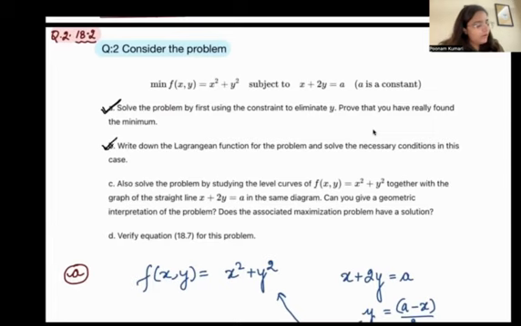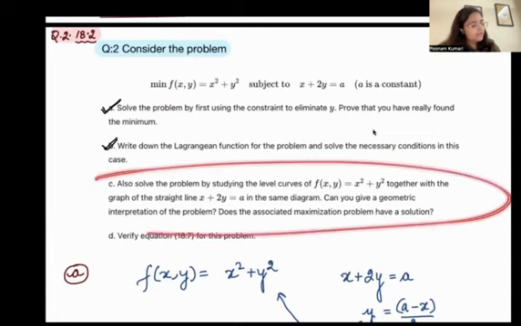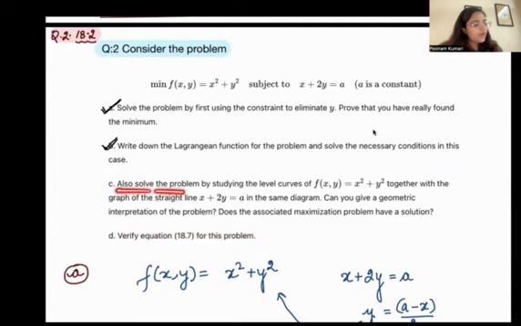Now, what is this? Also solve the problem by studying the level curves of this function together with the graph of the straight line x plus 2y is equal to a in the same diagram. Can you give a geometric interpretation of the problem? Does the associated maximization problem have a solution?